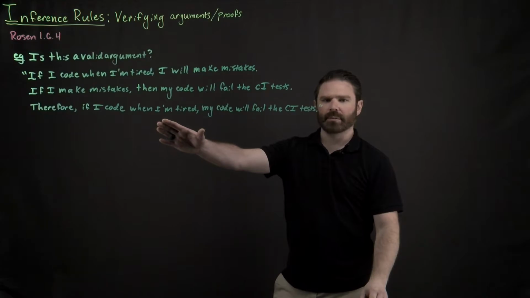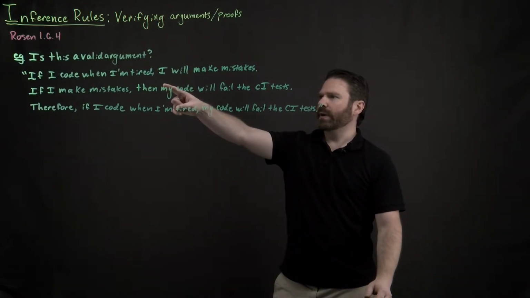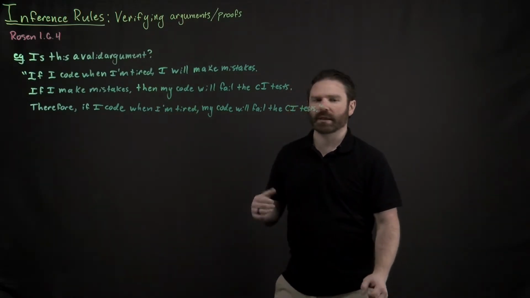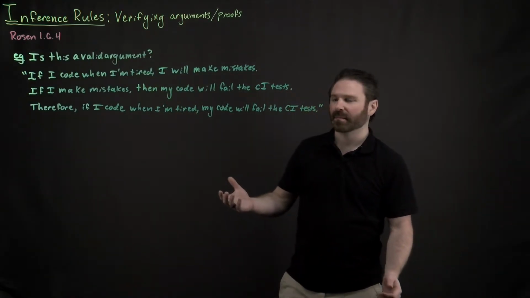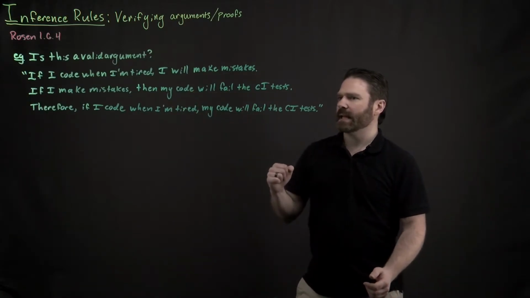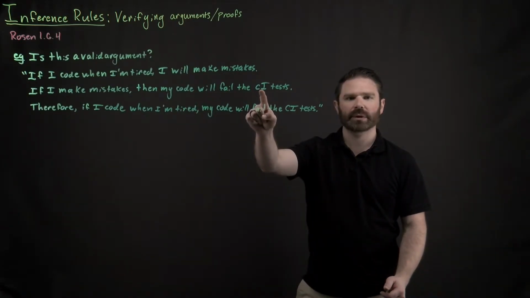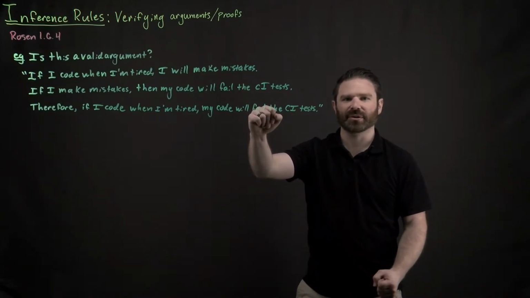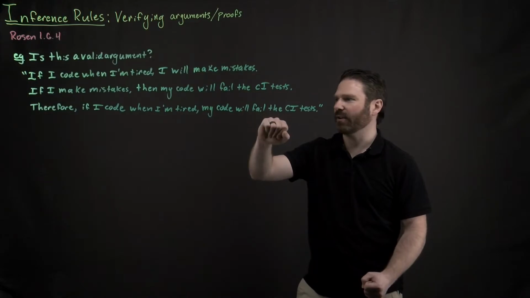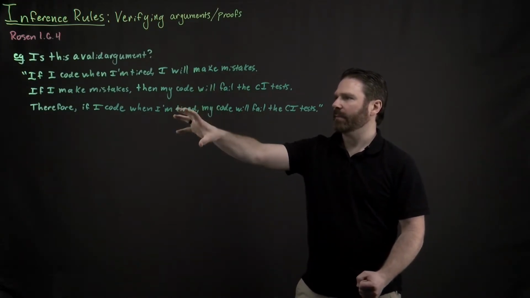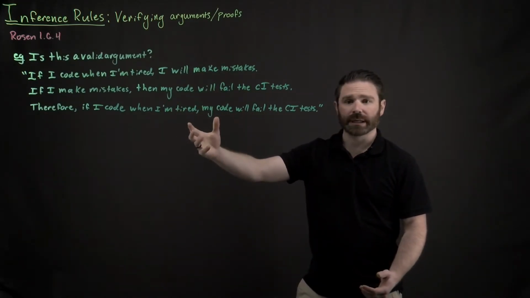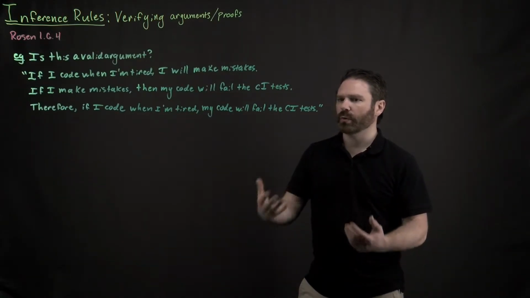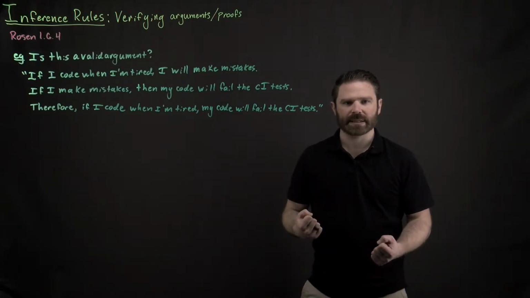So here we have our example, and I want to figure out if this is a valid argument or not. If I code when I'm tired, then I will make mistakes. If I make mistakes, then my code will fail continuous integration tests right here. So that suite of tests to see whether or not your code is correct and passing all the tests. And the claim of this argument, or the conclusion, is therefore, if I code when I'm tired, my code will fail the continuous integration tests right here.